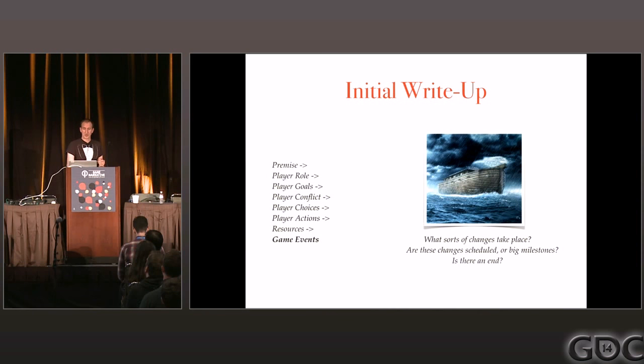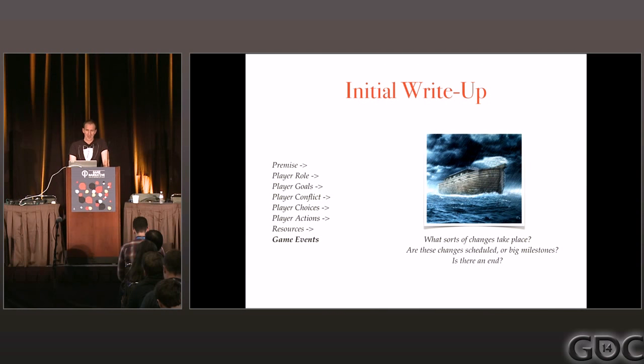So for the final element, we're going to go a little farther into the world and the story, and we're going to outline our game events. Now, you don't want to think about this as a formal system of rules, not yet. We still want to keep it high level and think about what sort of changes are taking place. Are these changes regular and predictable, like clockwork, or are they big and dramatic? Put in biblical terms, does it rain twice a week in your world, or is there a flood on the way that's going to hit at hour two? These are the things you want to think about.